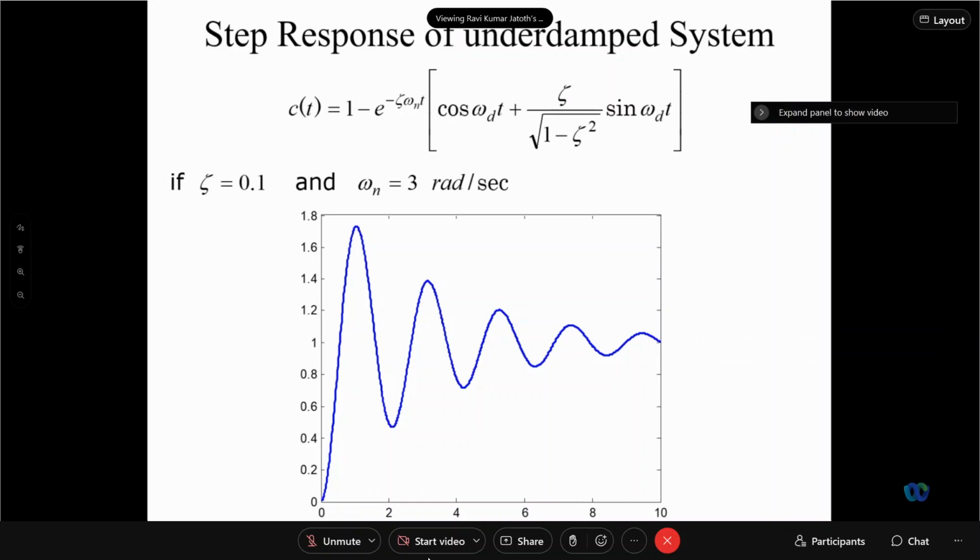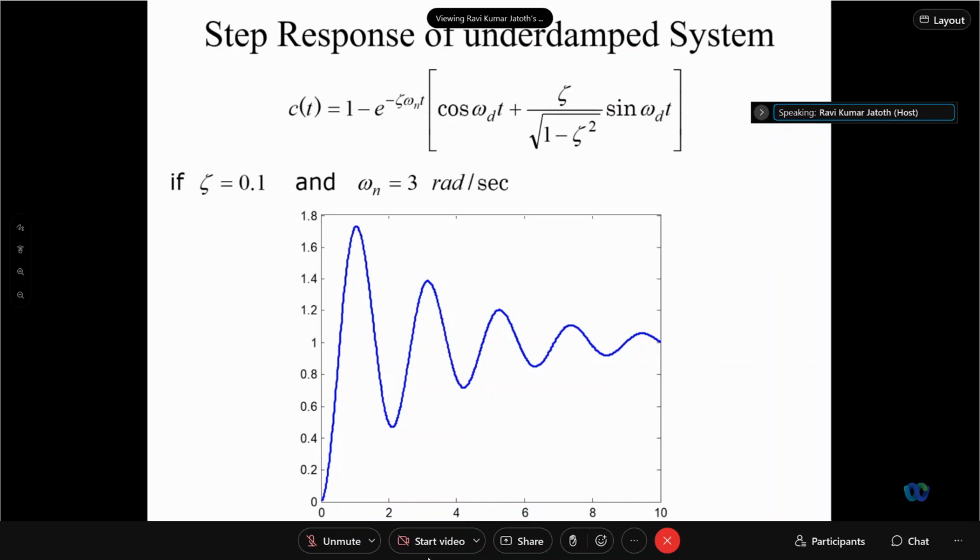The moment you give input, correct, no? So all real-time systems are underdamped systems. Underdamped system means whose zeta lies between 0 to 1. So then if you give an input like step input and leave, then the system will exponentially increase and then it will stay.